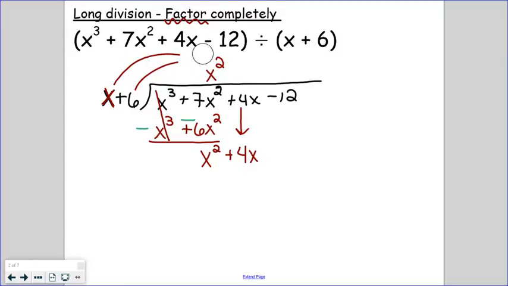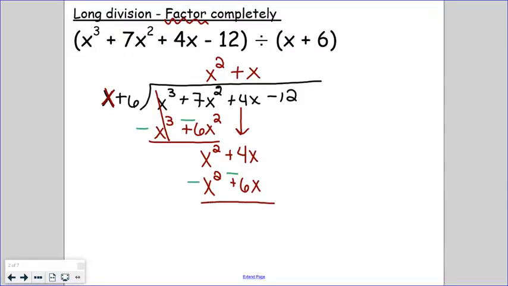I go back to my first term over here, and I say, okay, it's an x. I want it to be an x squared. So we would multiply. The 1's already a 1. I need it to be an x squared, so I'd multiply by x. So I take that x, I distribute it all the way through, which would give me x squared plus 6x. Go through, subtract, subtract. Change the sign on everything. Your first term should always eliminate. X squared minus x squared, gone. 4x minus 6x would be negative 2x. We continue to bring down the next term until we run out of next terms.